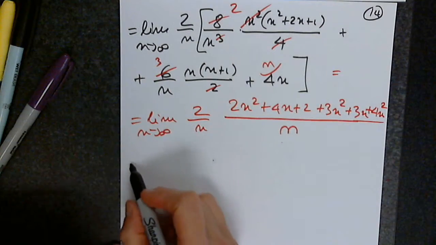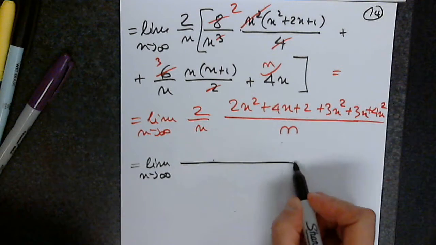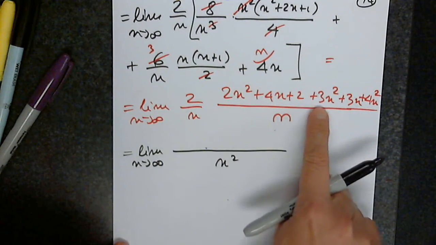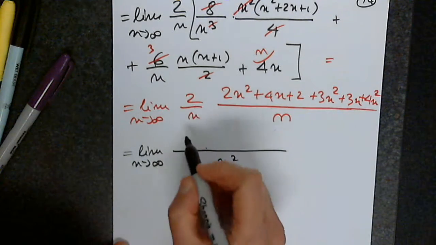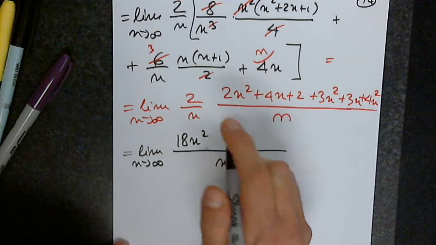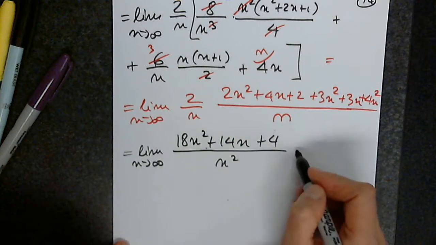Almost last step, limit as n approaches infinity, n squared. 2 plus 3 is 5, 5 plus 4 is 9, 9 times 2 is 18. 4 plus 3 is 7 times 2 is 14, and 2 times 2 is 4.